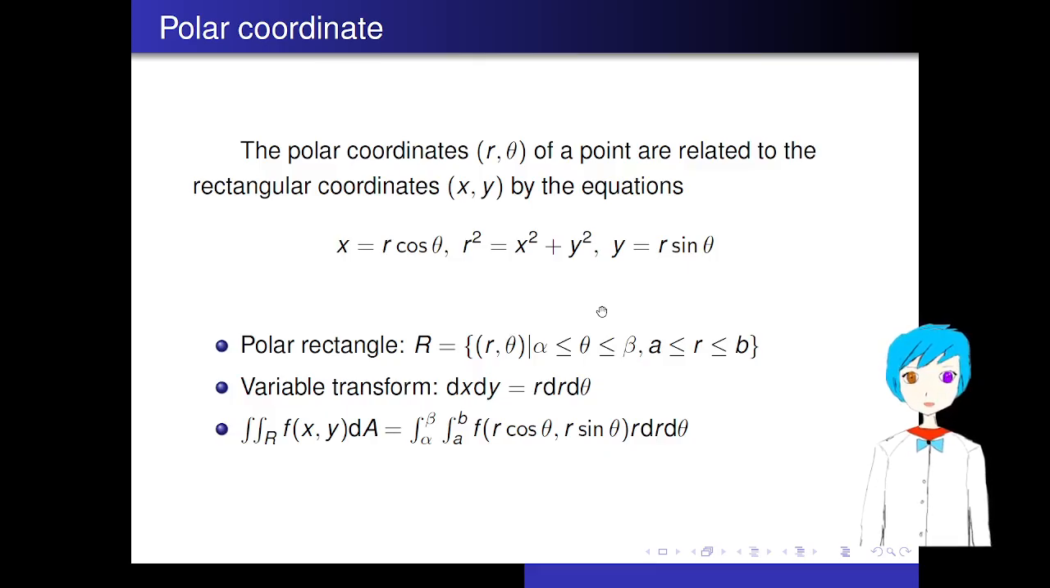So r is the radius, r squared equals x squared plus y squared. Theta is the angle, theta is arctangent y divided by x. In other words, x equals r cosine theta and y equals r sine theta.